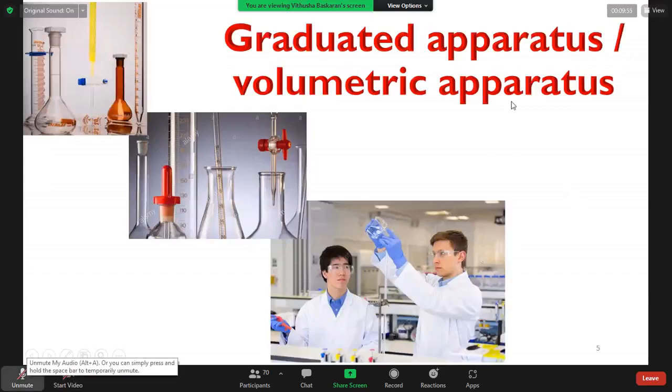Volumetric flask. Burette. Measuring cylinder. Pipette. Conical flask under graduated. Conical flask is under general apparatus. Okay. Under graduated apparatus, we have studied volumetric flask, pipette, burette.